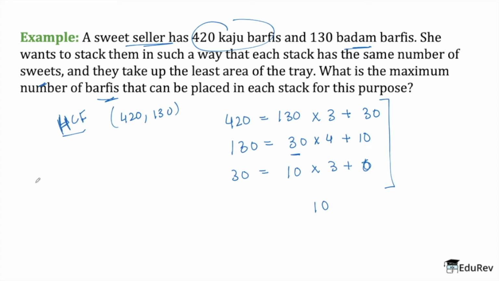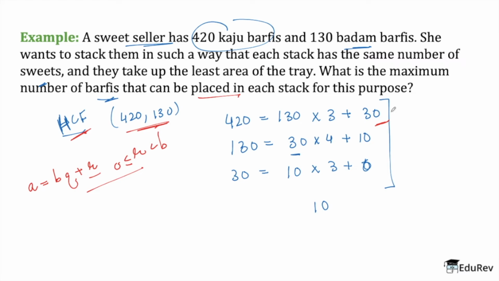So we know that in Euclid's division lemma, the equation goes as a equals b q plus r, where r can be greater than or equal to 0 but less than b. Now I wanted to find out the HCF of 420 and 130 because I want to find out the maximum number of barfis that can be placed. That means I need to find the highest accommodating factor. If I say there is the highest number of barfis that can be put, then I need to figure out that the remainder of those barfis which are stacked needs to be what? 0. And for the same we have used what?